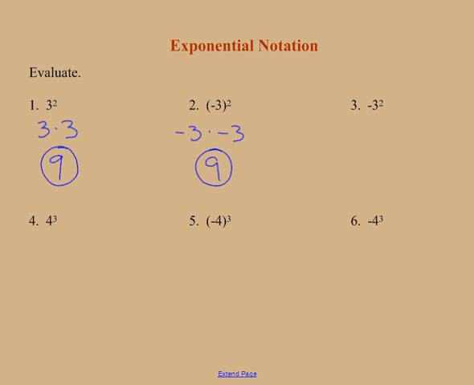Number 3, negative 3 squared. Now this looks similar to number 2, but there are no parentheses. This is one that you have to be careful on. Negative 3 squared, as you see it here, is the same as writing negative and then 3 squared. And we only want to square the 3. 3 squared is 9. We're going to keep the negative. This answer is actually negative 9.